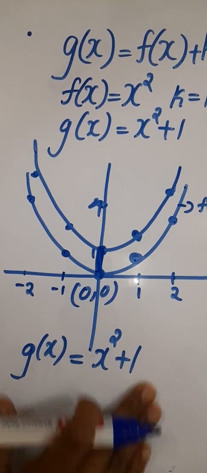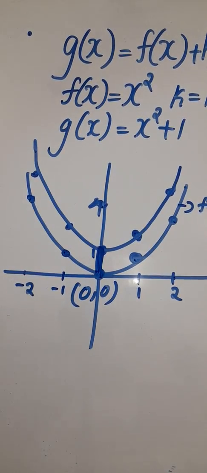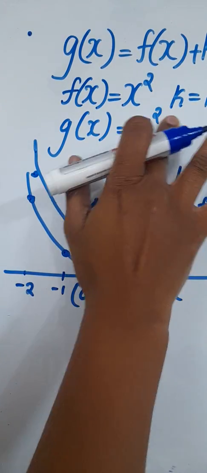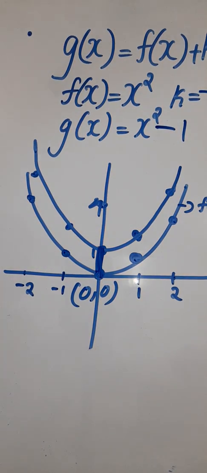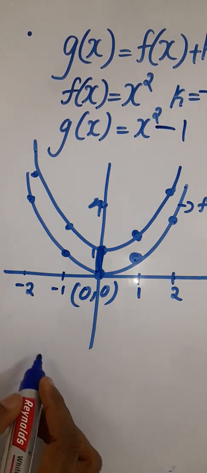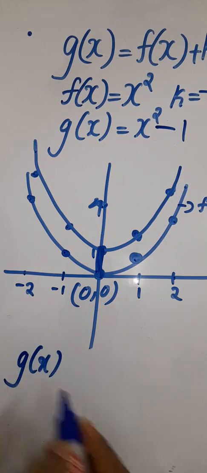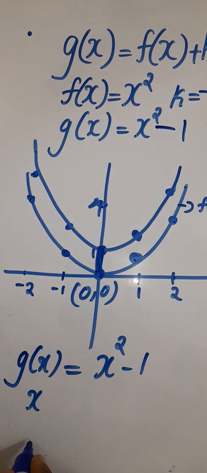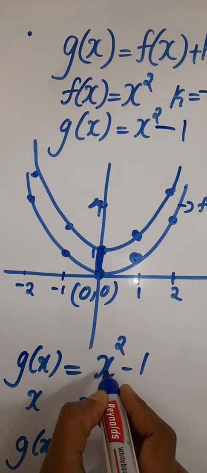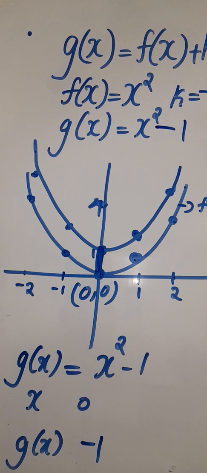Now let us consider g of x to be equal to f of x minus 1. That is, let us take the k value to be equal to -1. Let's see what happens. For various values of x, let us find values of g of x. Consider x to be 0, we get 0 squared minus 1, which is -1. So we have the point (0, -1). So you get somewhere here.